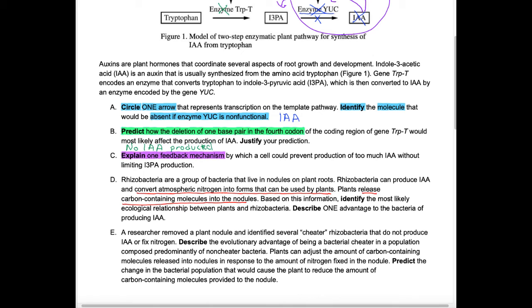So let's take a look at the task verb and see what they have us do with this. We're going to first identify, let me change color on that. We're going to identify the most likely ecological relationship between the plants and the rhizobacteria. Very easily put, if both organisms are going to benefit, we know that this is going to represent mutualism.